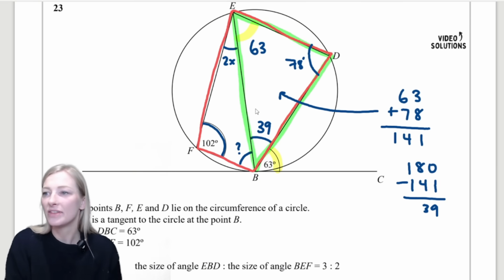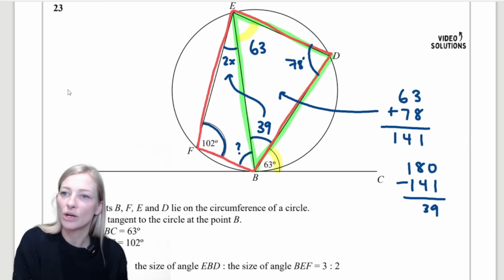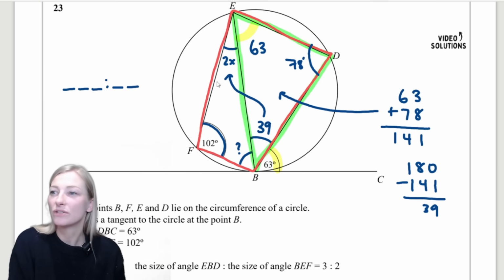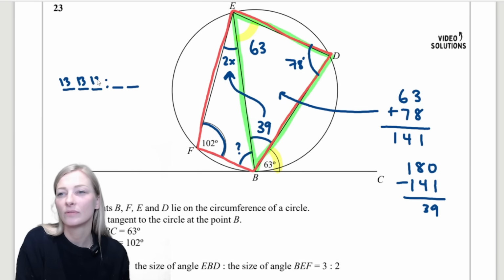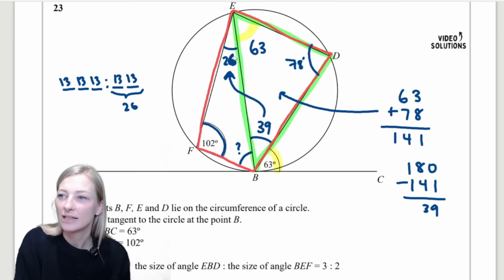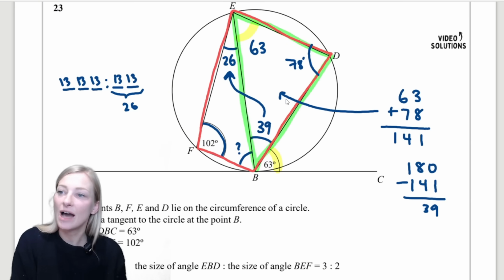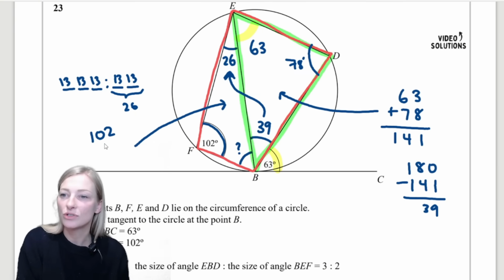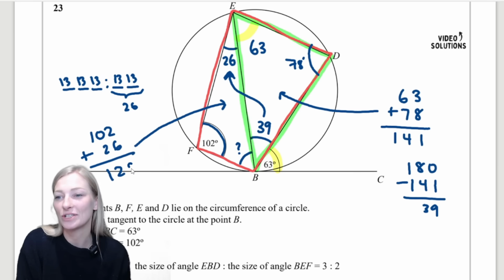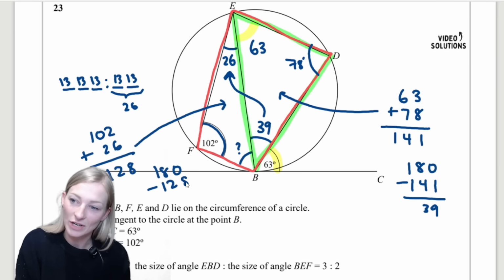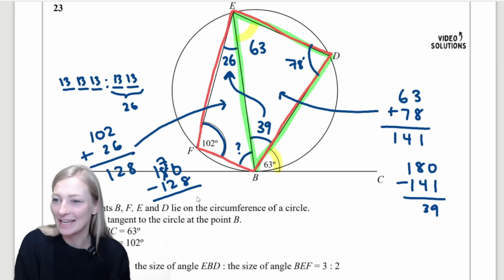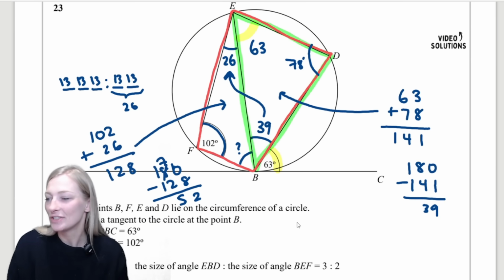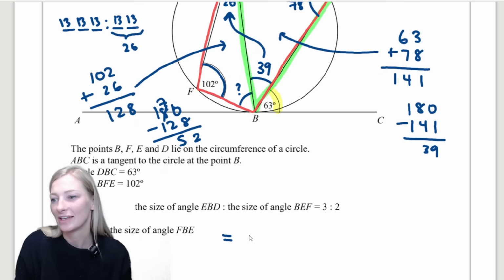Now we were told that this angle to this angle is in the ratio 3 to 2. So in order to find the angle up here, I'm going to divide that by 3, which is 13, and multiply it by 2, so 26. So this angle here is 26. There we go. Now I can go ahead and look at this triangle. Again, angles in a triangle add up to 180. So 102 add 26 is 128. 180 minus 128 is going to be 52 degrees. So 52 degrees was your final answer for that one.